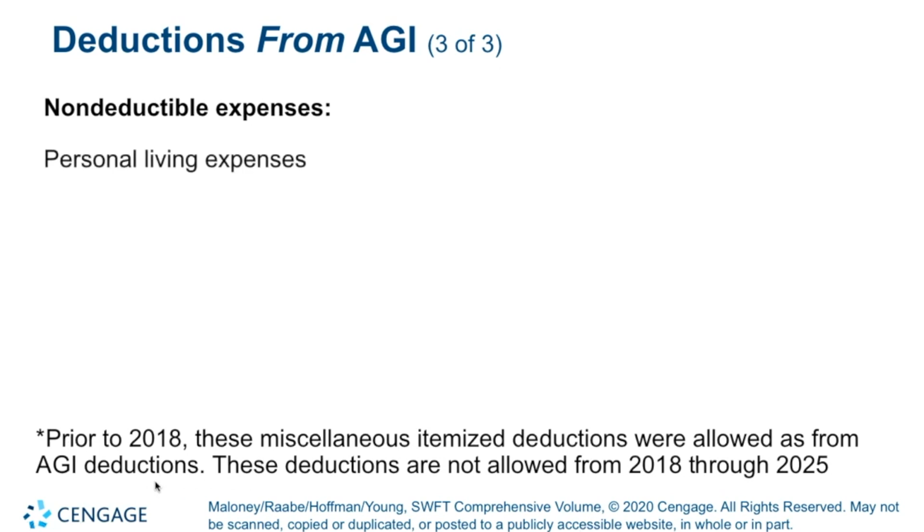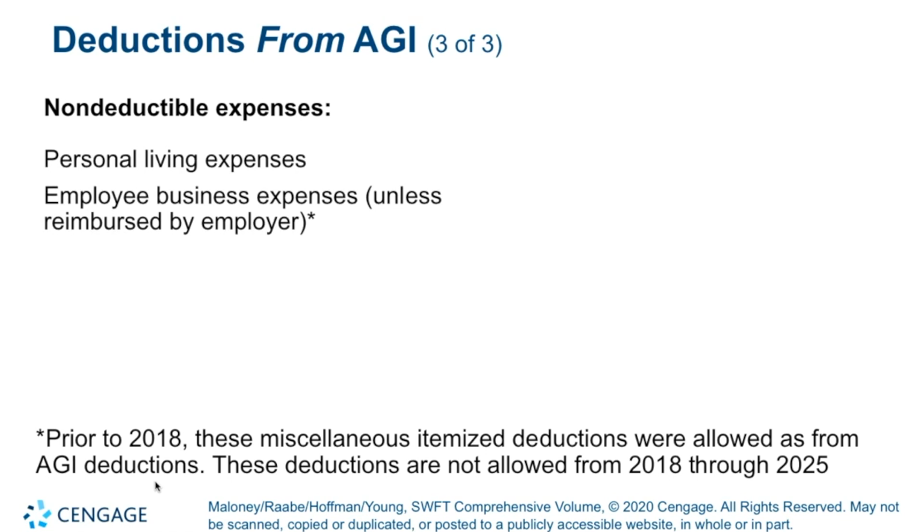So things that are never deductible: personal living expenses, employee business expenses. These are not, they're listing the old ones. Employee business expenses used to be allowed in some circumstances, unreimbursed. I don't know why it says unless reimbursed. They were unreimbursed employee job expenses used to be deductible, but it was so rare for someone to actually be able to deduct them because it was limited to 2.5% of your AGI.